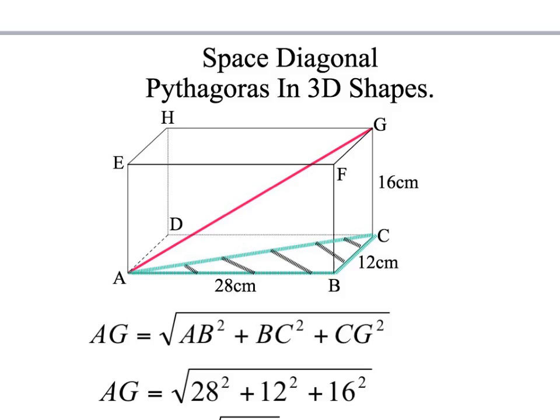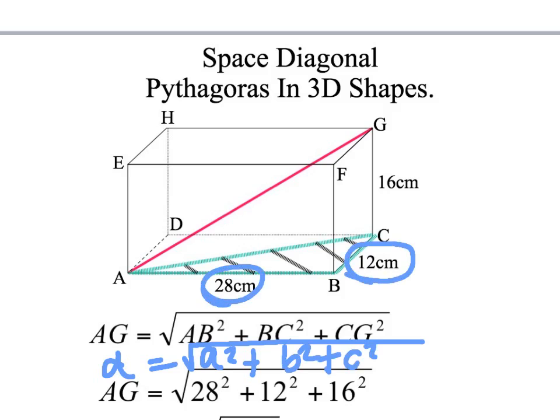Alright, so back to that same exact problem that we already worked. If we use the formula, we would grab our three numbers, and AG is the diagonal, so D equals the square root of a squared plus b squared plus c squared. We grab the three numbers they gave us, the three measurements, 28, 12, and 16. We plug them into the formula, and we solve.